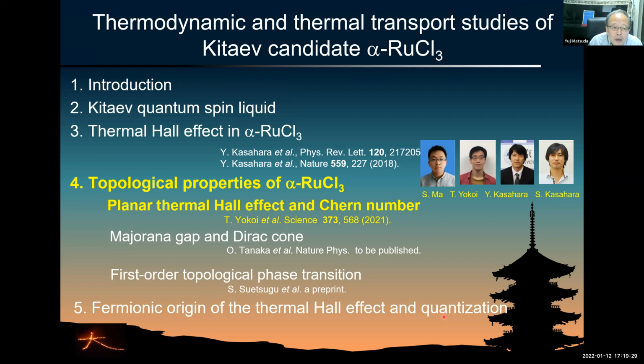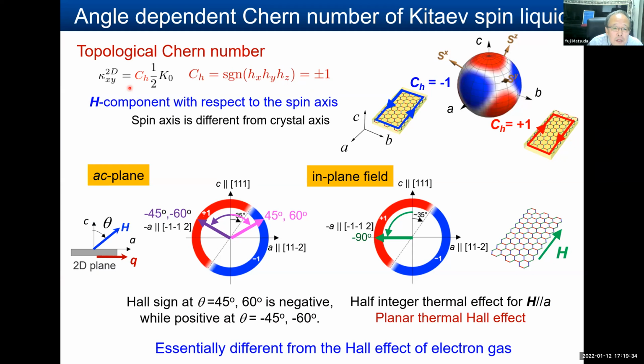According to the Kitaev model, kappa xy is given by these equations, and the Chern number is determined by the field component with respect to the spin axis. The Chern number is plus or minus one. But what is important is that the spin axis is different from the crystal axis, because the spin axis is determined by the spin-orbit interactions.